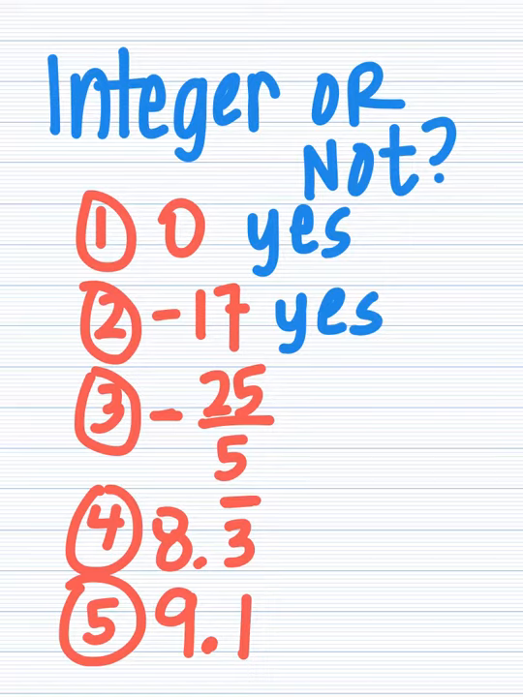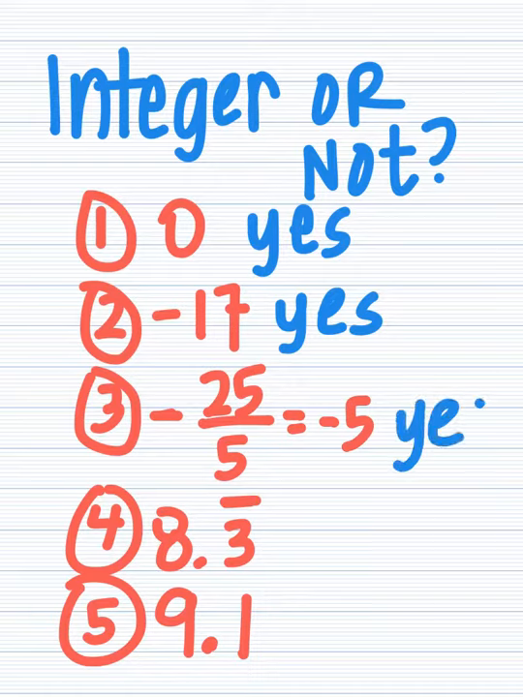All right, look at number 3. So this fraction bar right there tells you to divide. So when you divide 25 by 5, you're going to get 5. We'll keep the negative sign, negative 5. And yes, that's a negative whole number. So it is an integer.